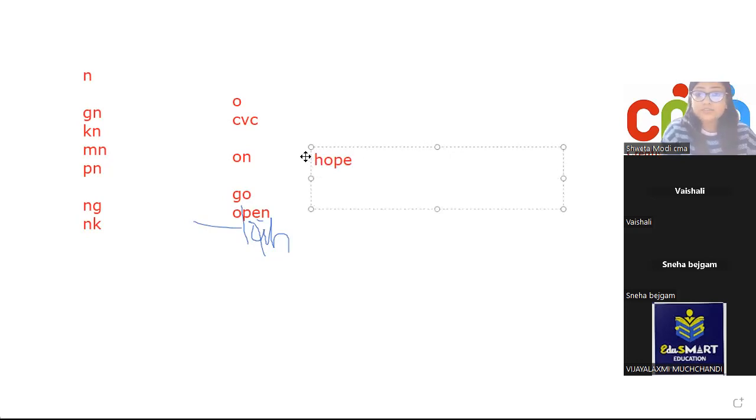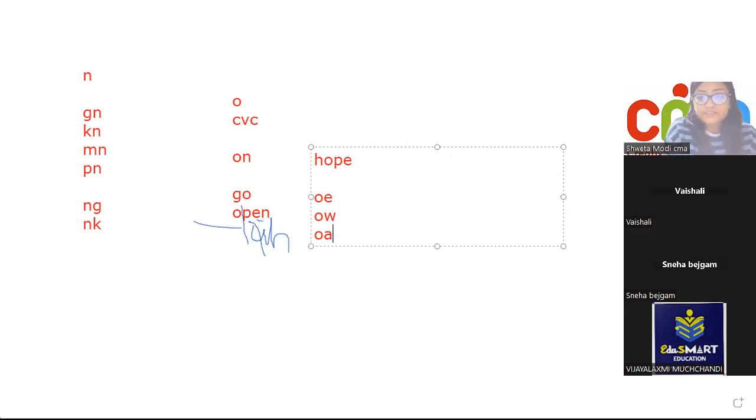The same long O sound can come from OE, like in the word toe, can come from OW, like in the word grow, and OA, like in the word goat. So these vowel teams, OA, OE, and OW, can give the long O sound.